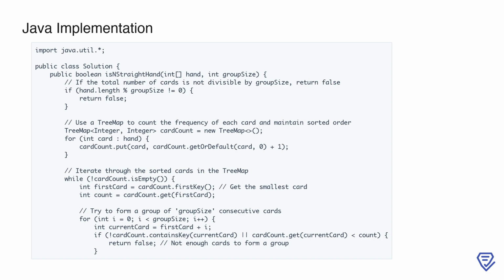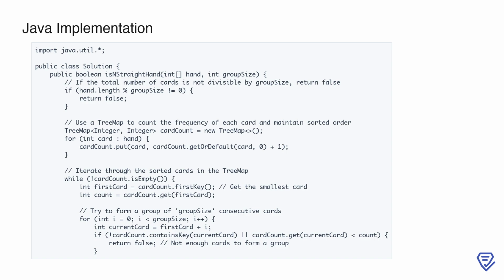If it's not, we immediately return false since it's impossible to evenly distribute the cards into groups of the specified size. Next, we use a tree map to count the frequency of each card in the hand. The tree map is particularly useful here because it maintains the keys in sorted order, which is critical for forming consecutive groups. We then iterate through the hand array to populate the tree map with the count of each card. Once the tree map is ready, we proceed to process these sorted cards.